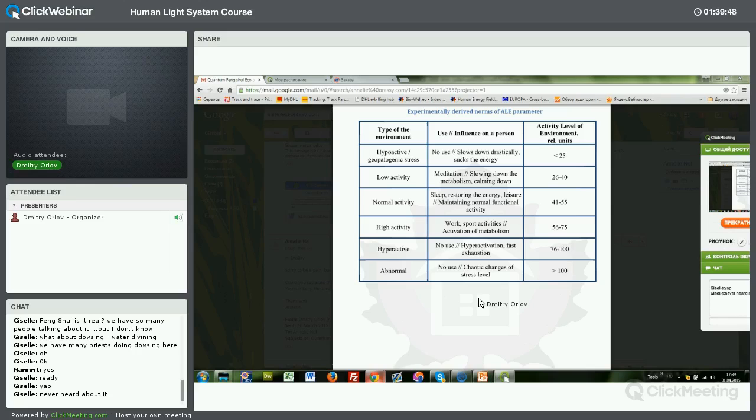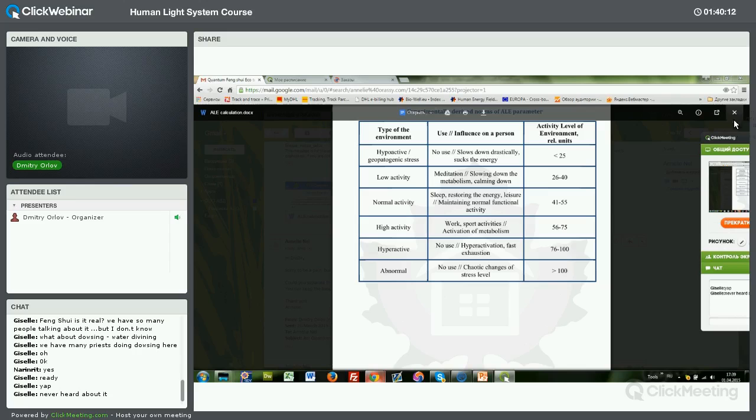But anyway, it's very hard to be in an environment where the stress level, the activity level, the space level parameter is changing chaotically. So your organism will have to adjust and spend a lot of energy to readjust to each change. So that's why I treat these spaces as useless also.